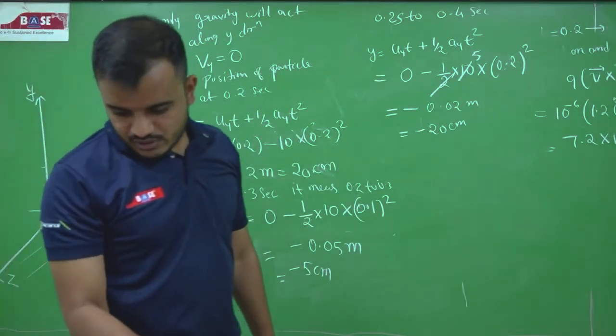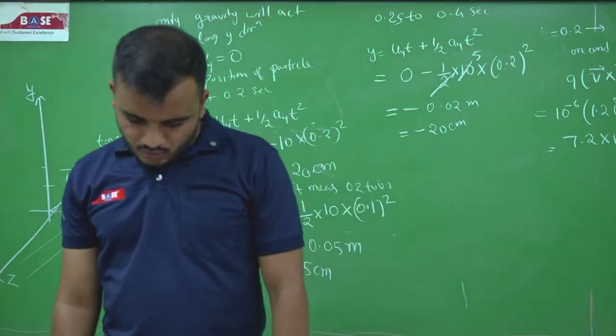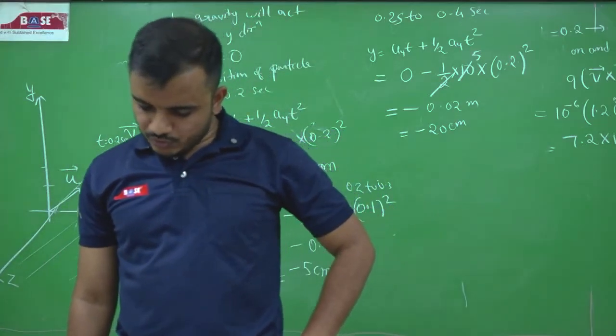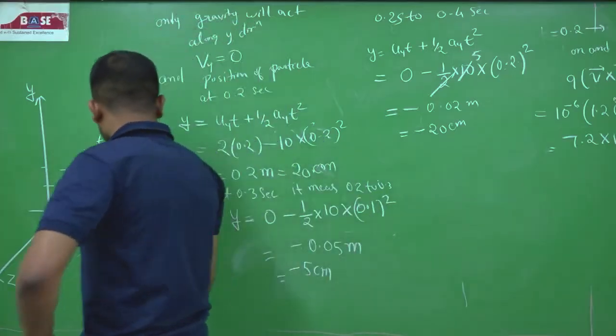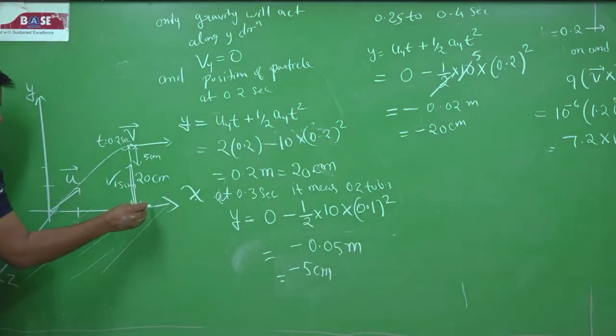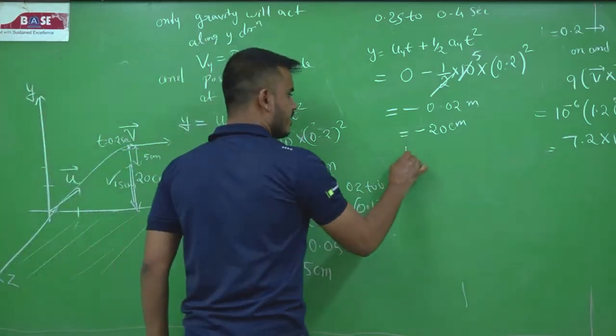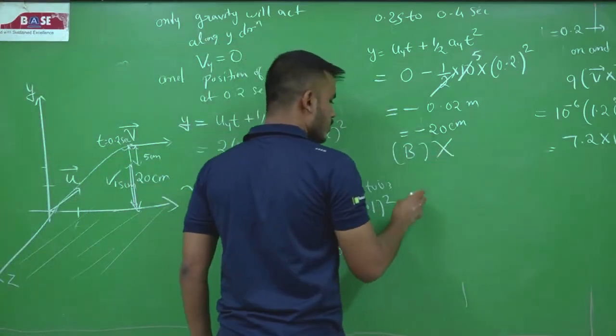So what is in the option? In the option we are given the vertical distance of the particle from the xz plane at t equal to 0.4 is 10 centimeter. So we can see clearly the particle displacement becomes 0. Okay, so option B is incorrect. Now come to option C.